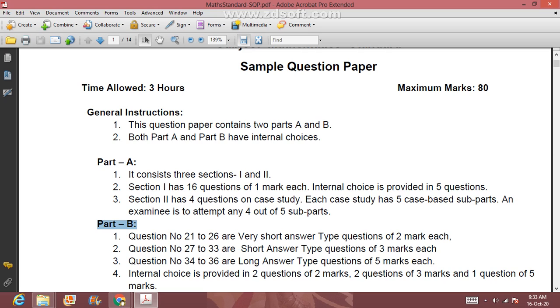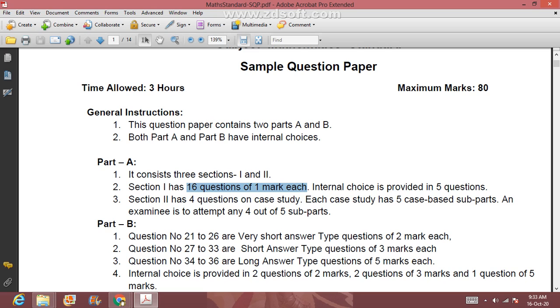In the first part, Part A, again there are two sections, section 1 and section 2. Section 1 has 16 questions, 1 mark each. Can you see what I am highlighting here? 16 questions are there of 1 mark each.